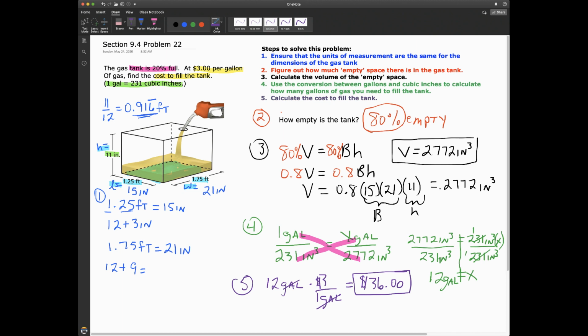All right, so that's problem 22. Work through those steps. Usually, problems like this show up on quizzes and tests, so make sure that you are comfortable being able to solve this.